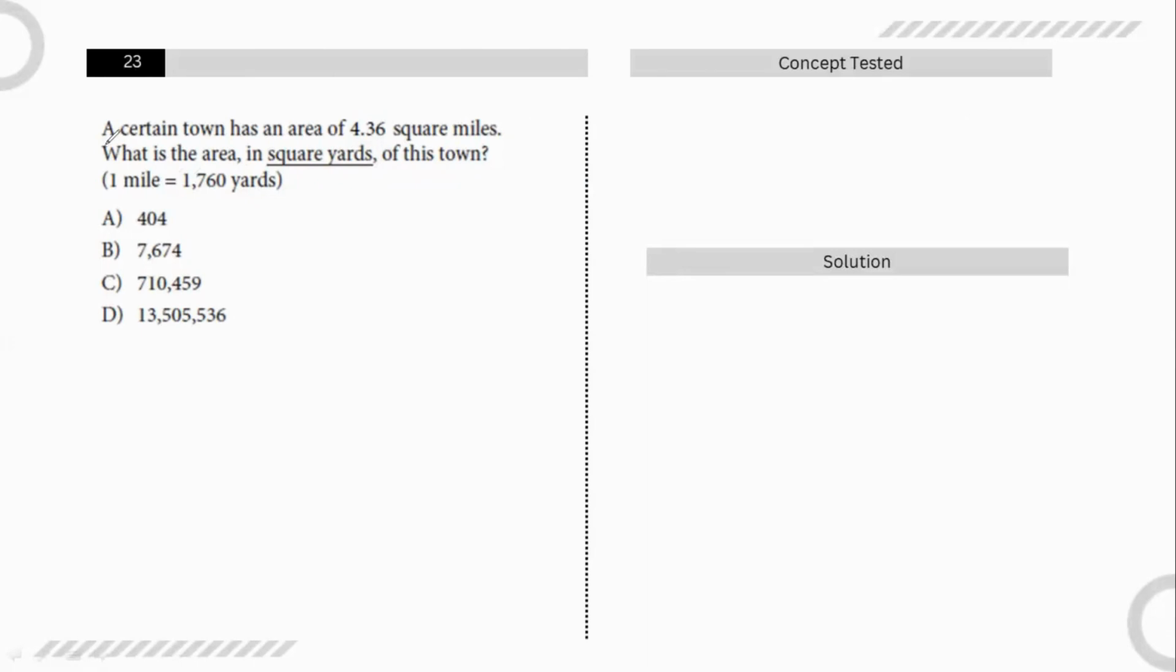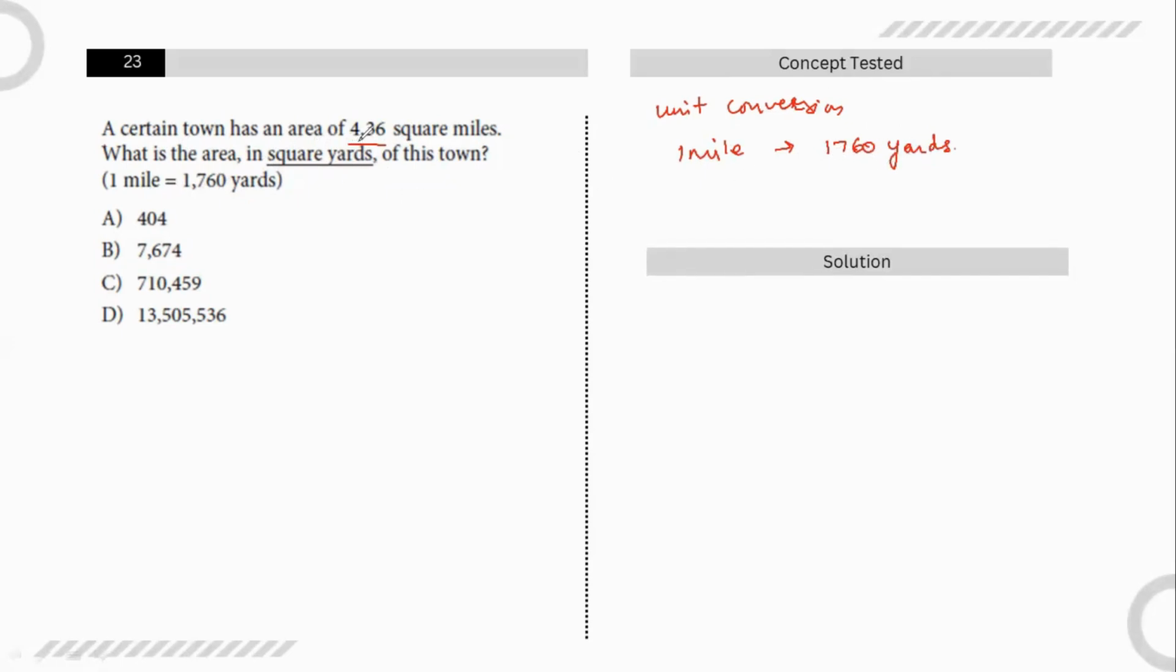Okay, now starting with the question, it says that a certain town has an area of 4.36 square miles. What is the area in square yards of this town, right? So again, a unit conversion question. And what is the unit conversion? 1 mile is actually given as 1760 yards, right? So if 1 mile is given, we can definitely convert it into yards.